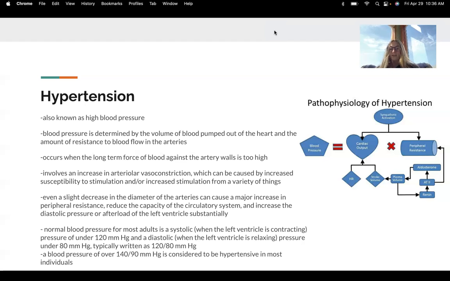This little picture right here shows what I think is a really good graphic of what factors into blood pressure. So there's cardiac output, which is affected by heart rate and stroke volume, and then peripheral resistance can be affected by aldosterone, angiotensin, and renin.